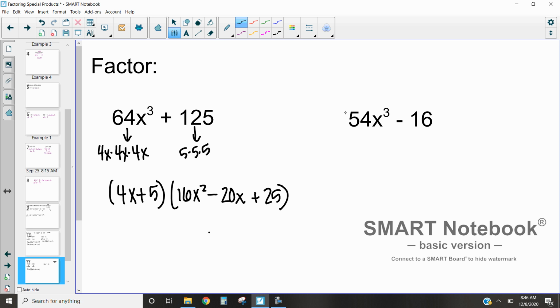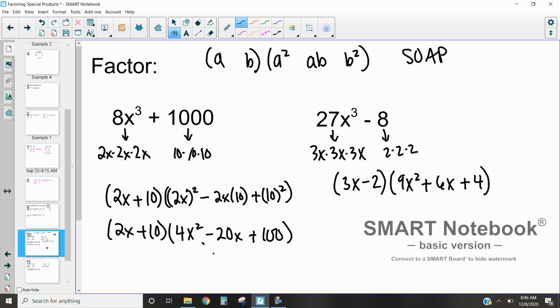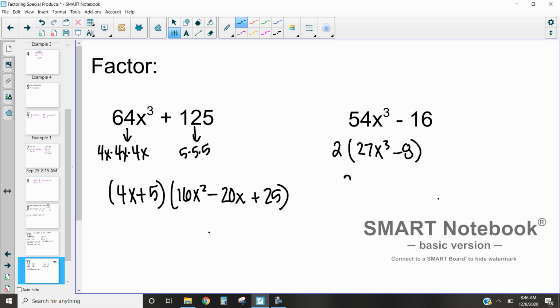Now this one right here, the first number is not a perfect cube, neither is the second one. So I'm going to factor out a common factor there, and the common factor I'm going to factor out is a 2. So once we factor out a 2, what we end up getting is 27x cubed minus 8. And we actually did that problem on the previous page. And so we know that that's going to factor out into 3x minus 2, 9x squared plus 6x plus 4. Fantastic. So that is how we can factor those.